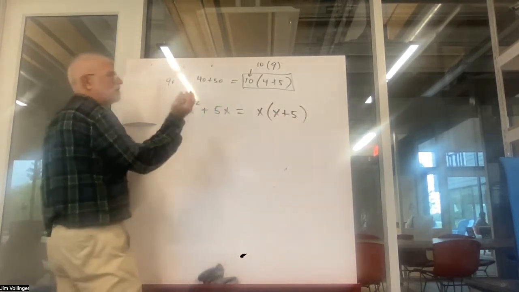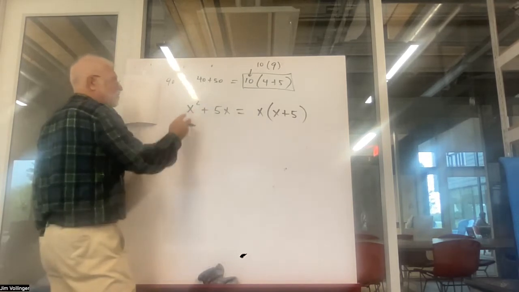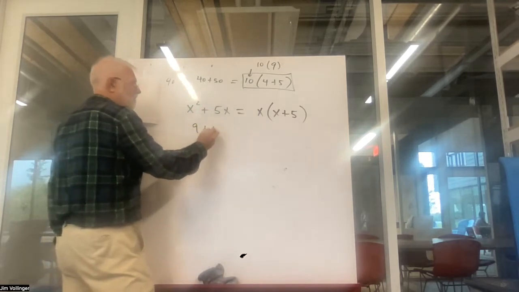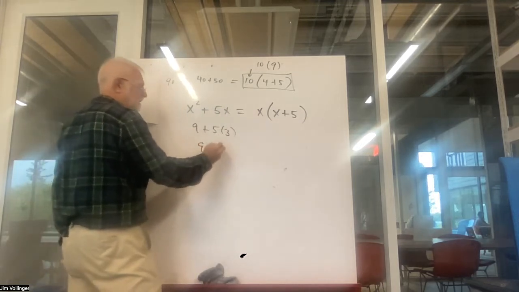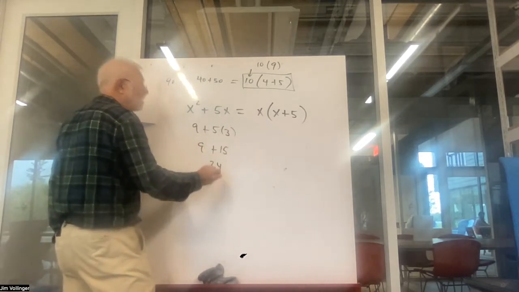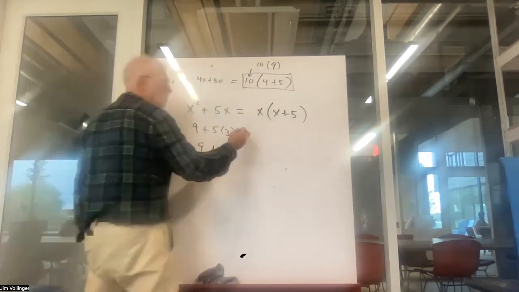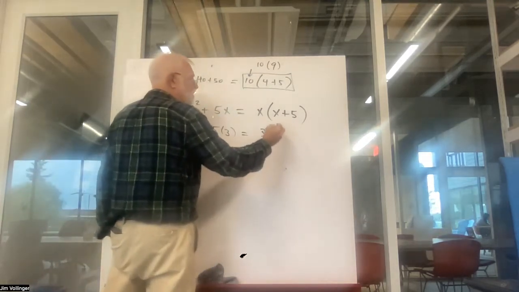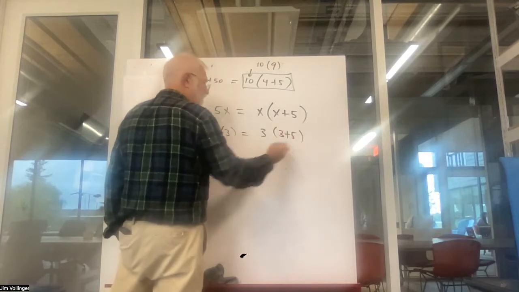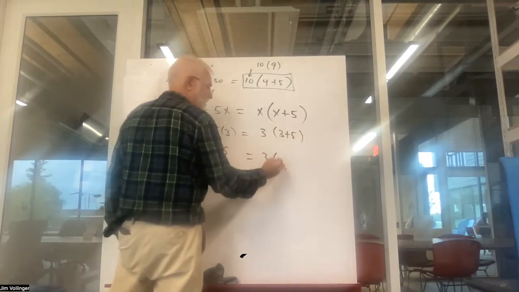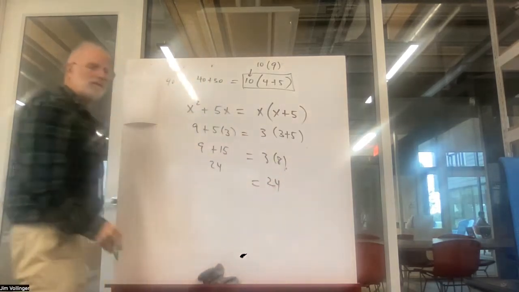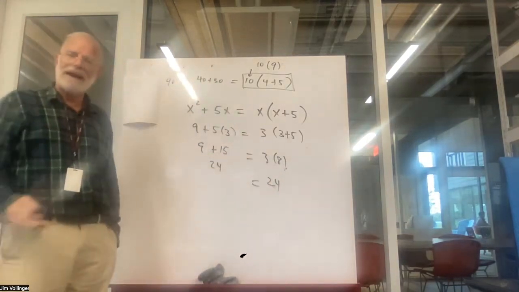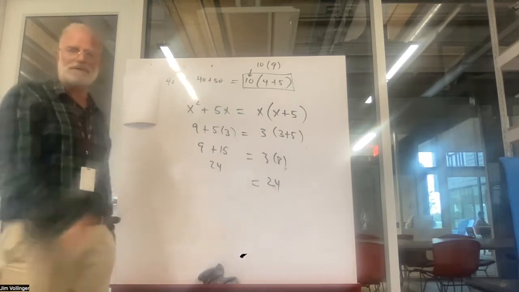So let's let x equal 3. 3 squared is 9. And 5 times 3 is 15. And 9 and 15 is 24. Let's put the same number over here, which is 3. 3 times 3 plus 5 is 3 times 8, which is 24. It seems to be working for a randomly picked number. I have a feeling that works for all numbers.